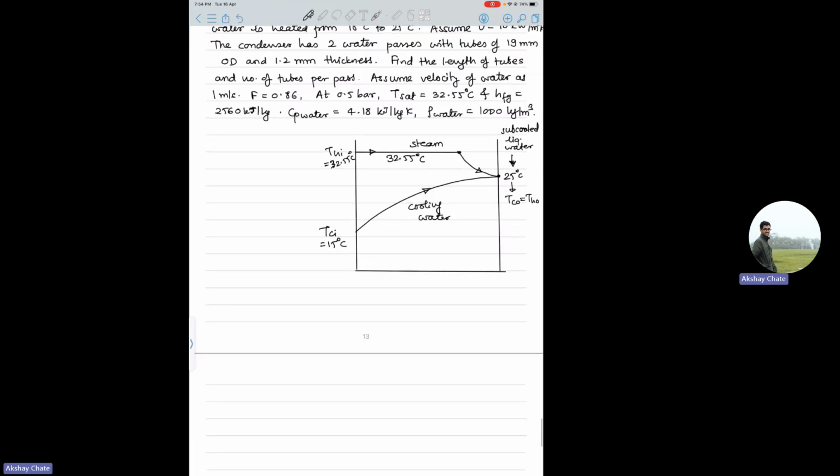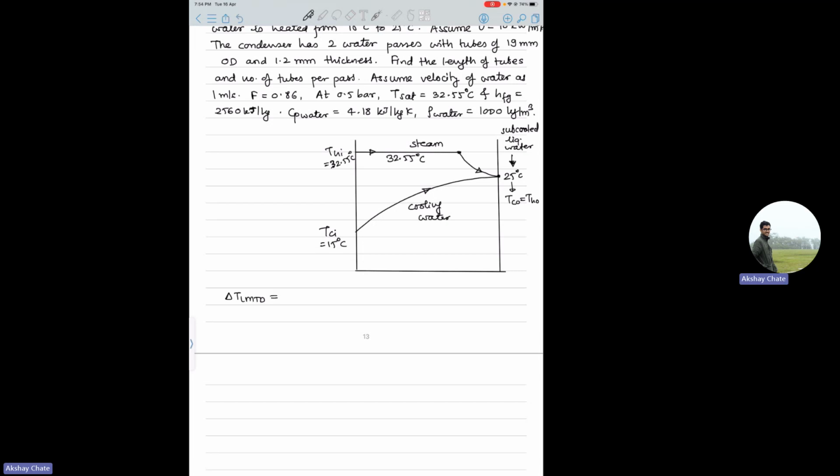So now, first of all, you need to calculate how much water is flowing and all those things. So let's see what all things are known here. We can calculate LMTD because all four temperatures are known. So first do that.